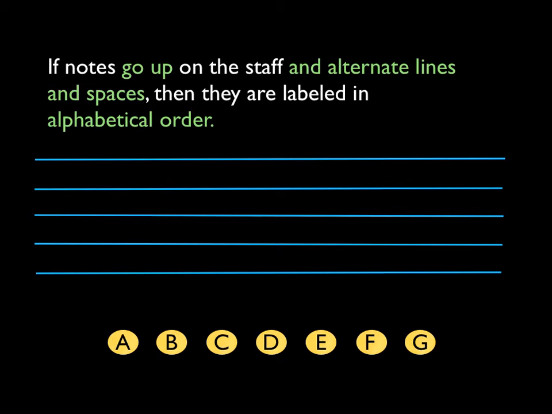Let me show you how it works. Let's just say, for example, that the A is on the bottom line. Well, if the A is on the bottom line, then where is the B? Well, our rule says if the notes go up, so it's got to be higher than A, and they have to alternate lines and spaces. In this example, A is on the line, so B would need to be on the next space. And if B is on that bottom space, then where's the C? Well, that's the next letter in the alphabet, so it needs to go up, and it needs to alternate. So if B is on a space, then C has to be on the line, right? So on and so forth.